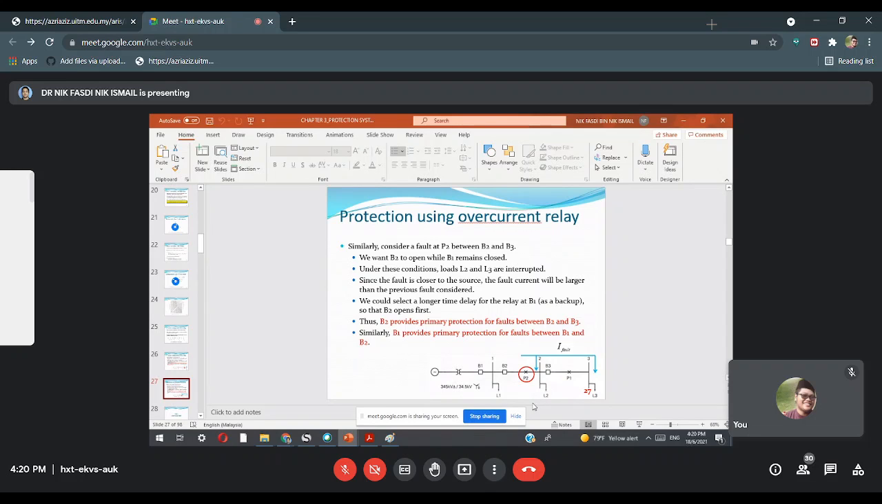So dua-dua affected. Tapi fault kat sini. Jadi kalau fault kat sini tak boleh buat apa lah. So only intact, only not interrupted, only L1. So B1 as a backup for B2.